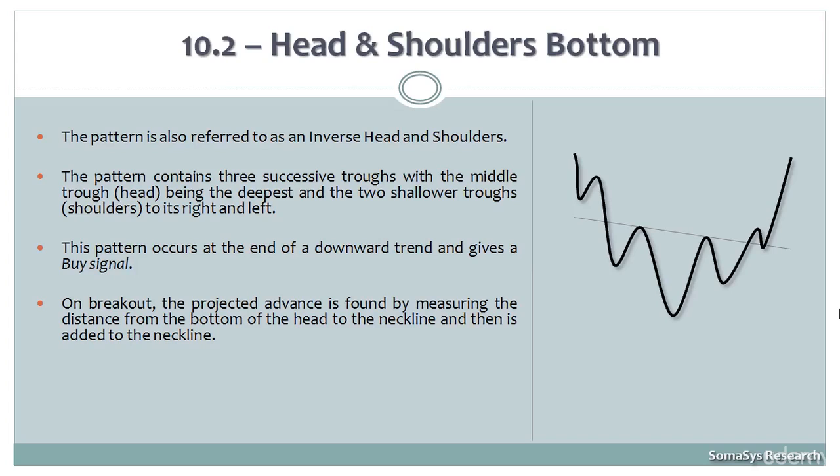The downtrend is not reversed until neckline resistance is broken, and this breakout must be with an increase in volume, indicating an increase in demand. On breakout, the projected price advance is found by measuring the distance from the neckline to the bottom of the head, and the same is added to the neckline.